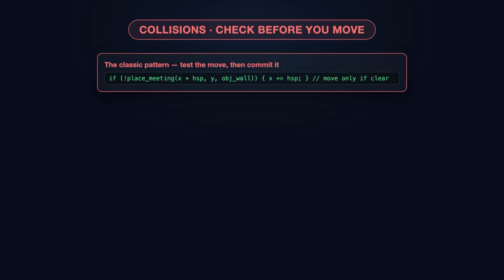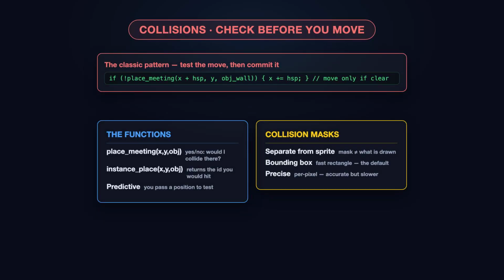Collisions. This is the topic where good GameMaker developers really show themselves, because the naive approach causes bugs. The key function is place_meeting of X, Y, and an object. It answers a yes or no question: if this instance were at that position, would it be touching that object? Notice you pass a position. That means you can check a move before you actually make it. This is the classic pattern: check the move before you commit it.